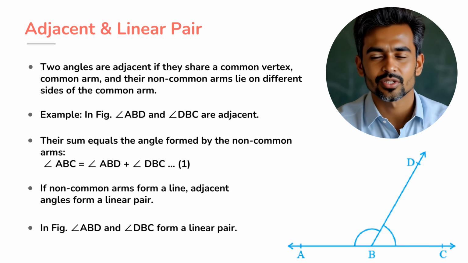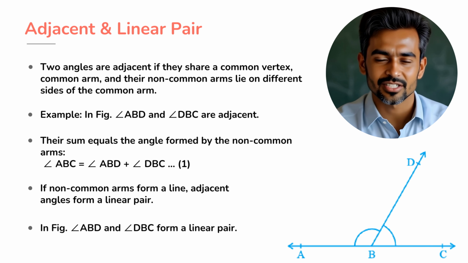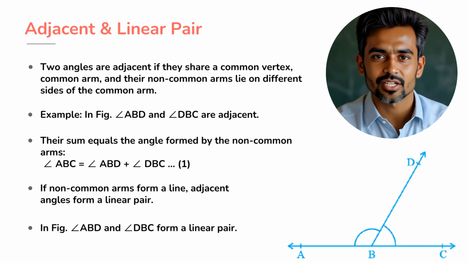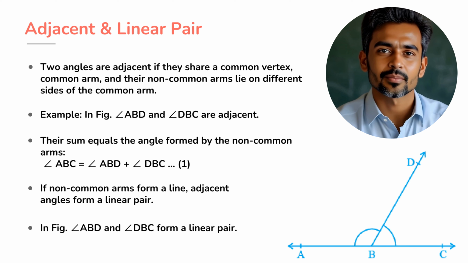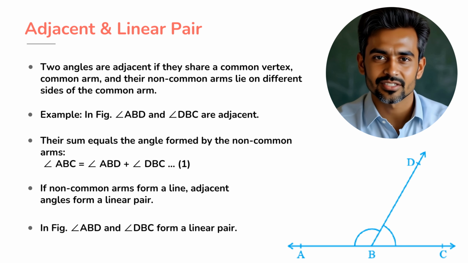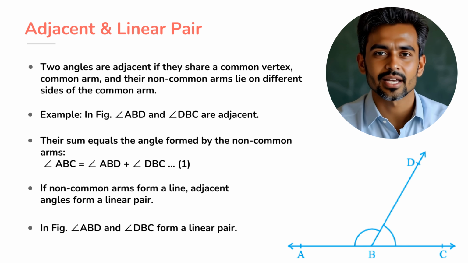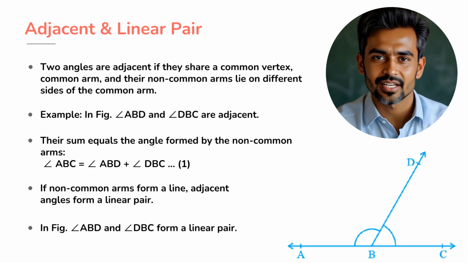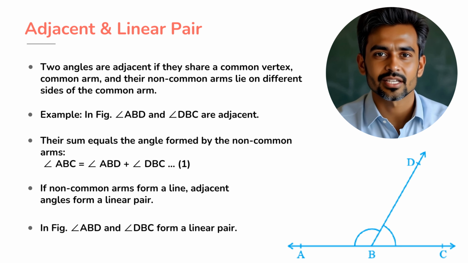Now, angles don't live alone, they often come in pairs. Let's meet the adjacent angles. Two angles are adjacent when they share a common vertex and a common arm, but their other arms are on opposite sides. For example, angle ABD and angle DBC share arm BD and vertex B. Now here's the key property. The bigger angle ABC equals the sum of ABD plus DBC. In symbols, angle ABC equals angle ABD plus angle DBC.